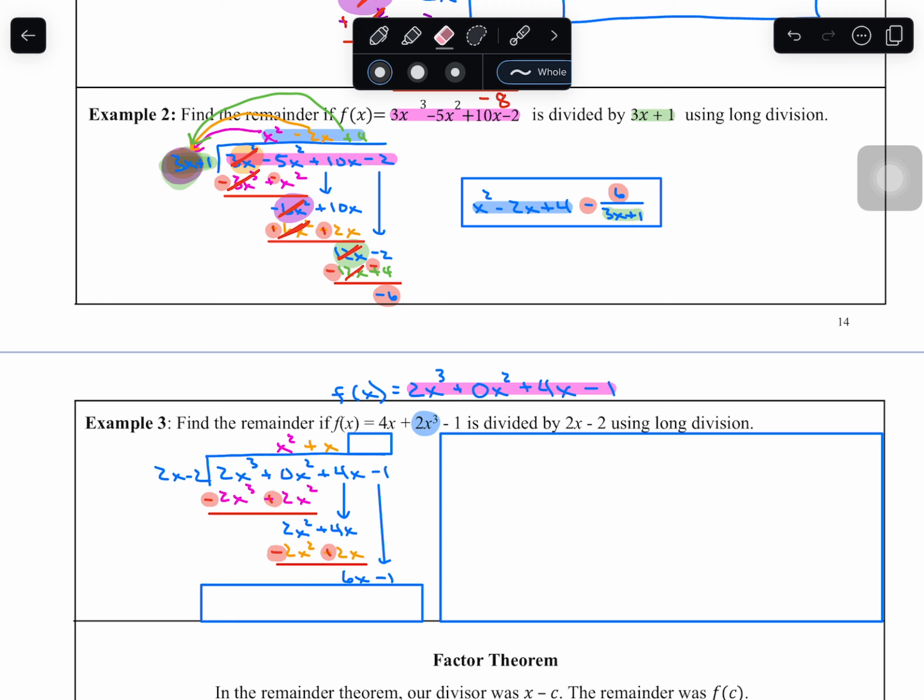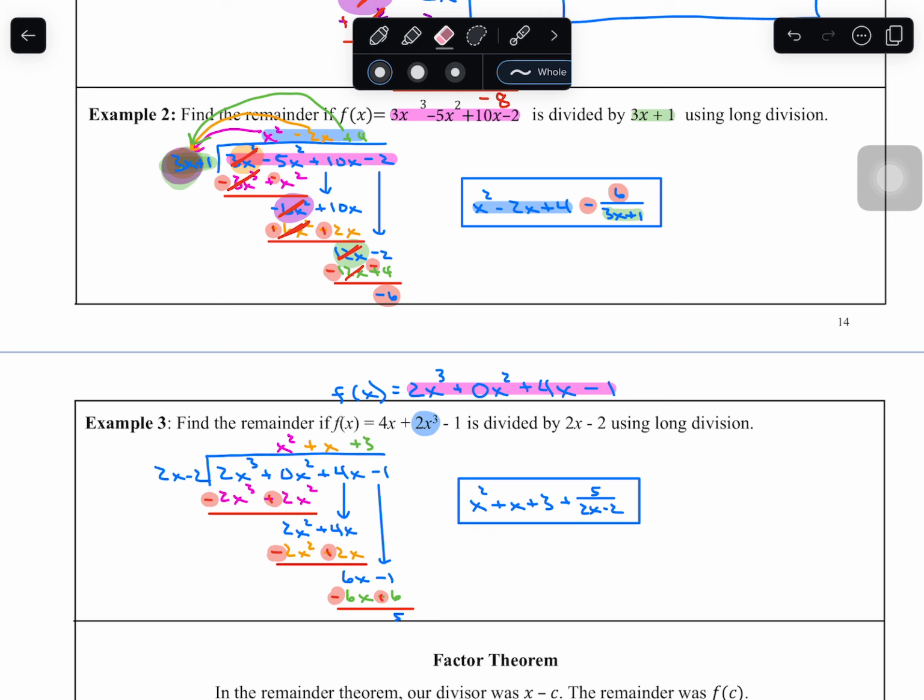I ask myself, what do I need to multiply 2x by to get to 6x? And that turns out to be 3. Do the multiplication, I get 6x minus 6. Again, got to change those signs. And then when I subtract, I end up with a remainder of 5. So my final answer would be my quotient, which is the stuff on the top, plus my remainder over my divisor. And that's how we come up with the answer.